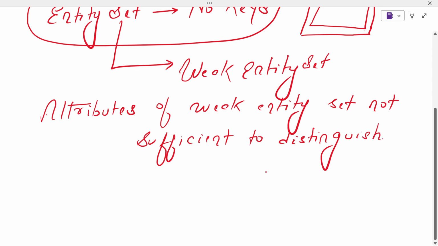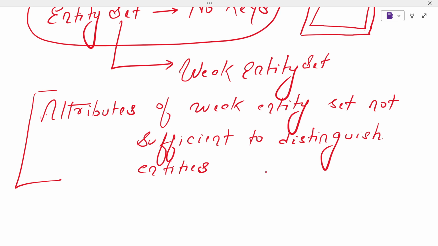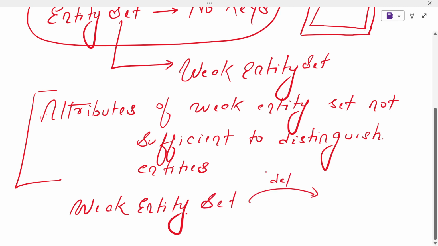Why do we need a key? Because we want to distinguish or differentiate between the entities of an entity set. But if we don't have a key attribute for an entity set, then definitely we can't distinguish between two or more entities of an entity set, right? So for a weak entity set, we need something so that the entities can be distinguished from each other. So a weak entity set depends upon a strong entity set for the purpose of distinguishing.